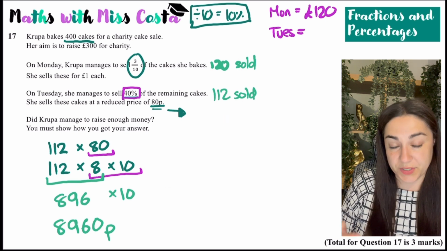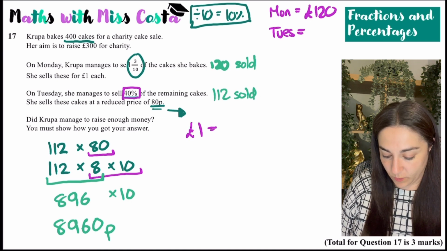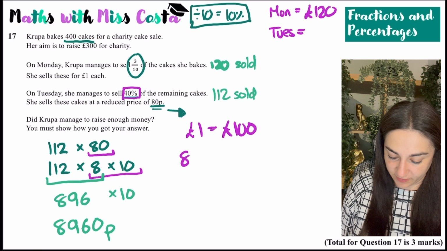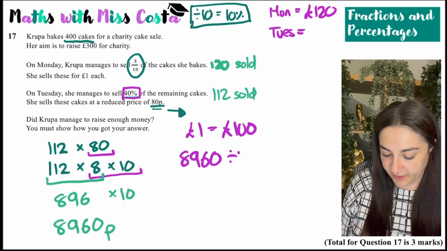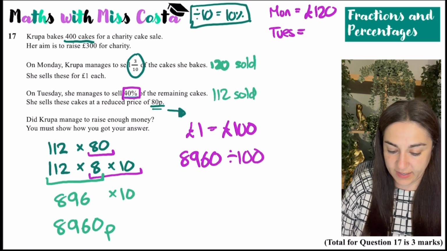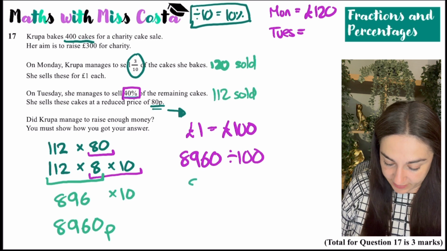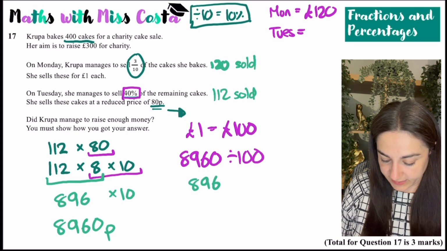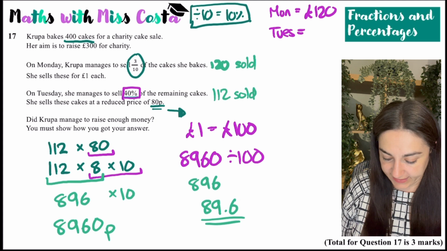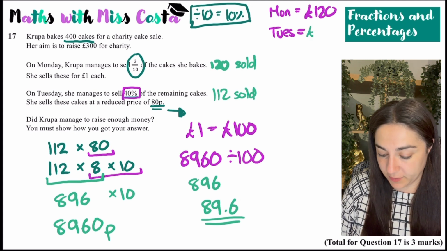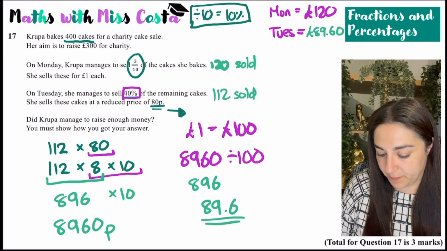I'm going to want to turn it into pounds. I know that £1 is 100 pence. So what I want to do is divide by 100. So 8,960 divided by 100. I can do it bit by bit. So dividing by 10 would give me 896. Dividing by 10 again would be 89.6. And that written as pounds would be £89.60.